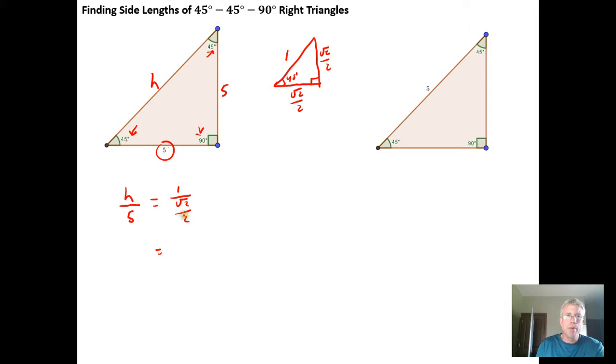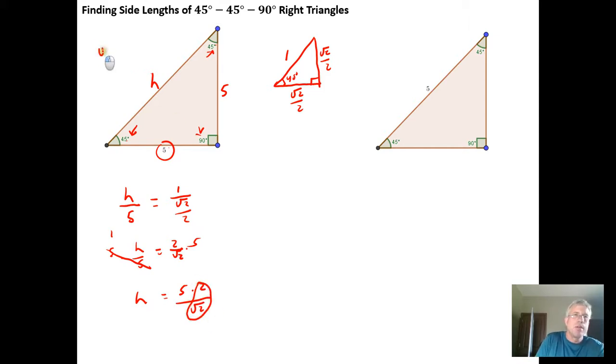And when we divide by a ratio, it's the same as multiplying by the reciprocal. So we get 1 times the reciprocal of this, which is going to equal 2 over the square root of 2. And this is h over 5. And then we just multiply both sides by 5. To get 1 times h is h, which is going to equal 5 times 2 over the square root of 2.